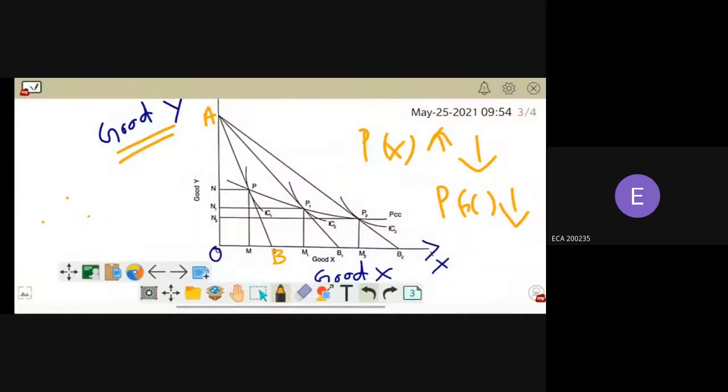Since the price of commodity X comes down, he will be able to purchase more quantity of X. For example, the consumer has rupees 40 as his income, and imagine that the price of X is rupees 5. So for one unit of X, he needs to pay rupees 5. So this is the price of X.